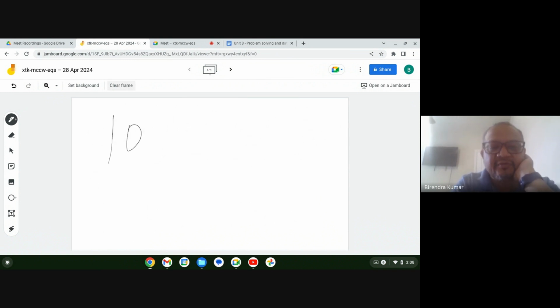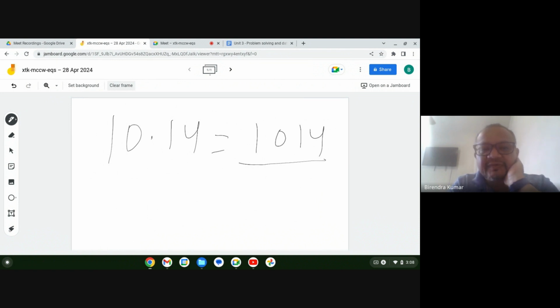So let's say 10.14. If I have to convert this into fraction, what will I do? I will just swallow the decimal and put the number likewise, and then I have to do the adjustment for the decimal. So instead of decimal, I'll put a 1 and then count how many digits I have after the decimal. So I have 2 digits, I'll put 2 zeros.